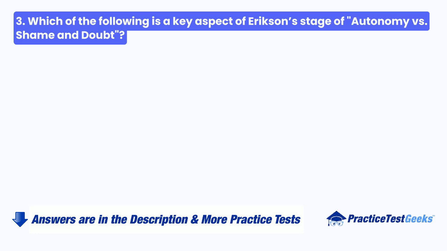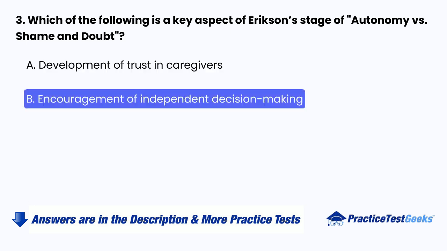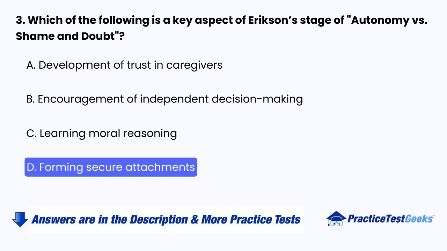3. Which of the following is a key aspect of Erikson's stage of autonomy versus shame and doubt? A. Development of trust in caregivers. B. Encouragement of independent decision-making. C. Learning moral reasoning. D. Forming secure attachments.